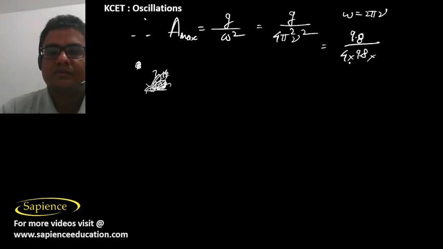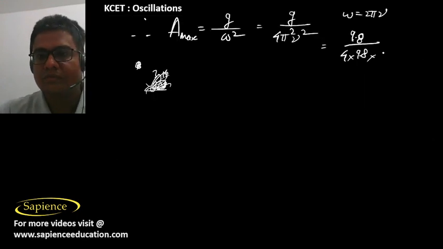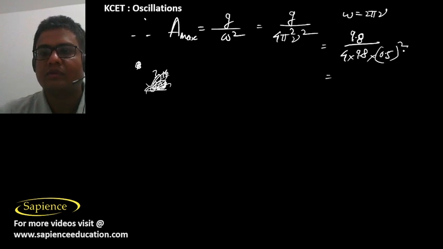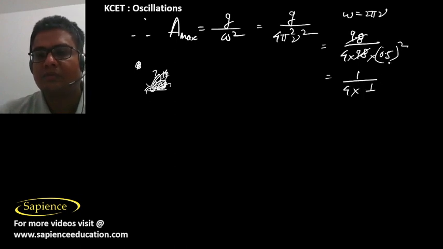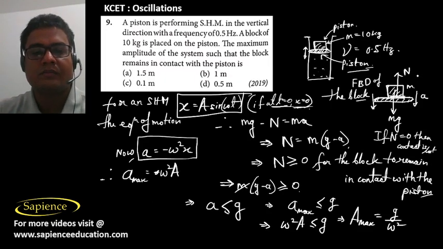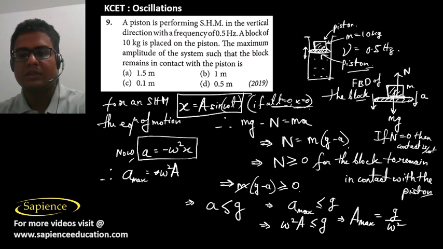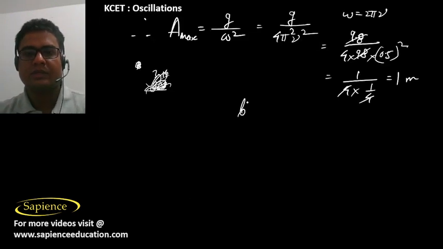So into nu square, nu is 0.5, so this will be 0.5 whole square. So 9.8 will cancel, and this is 1 by 4 into 1, 0.5 means half, so 1 by 2 whole square, that is 1 by 4. So the answer is approximately 1 meter. So option B is the correct answer.